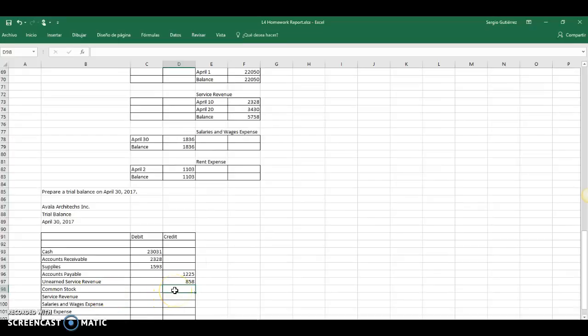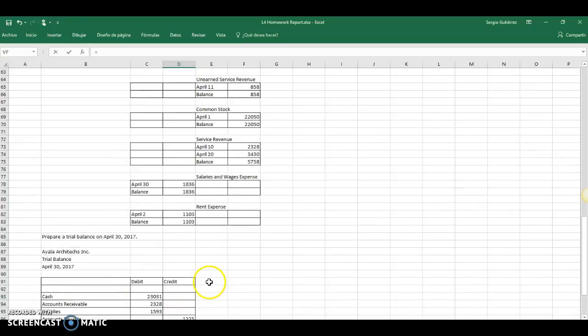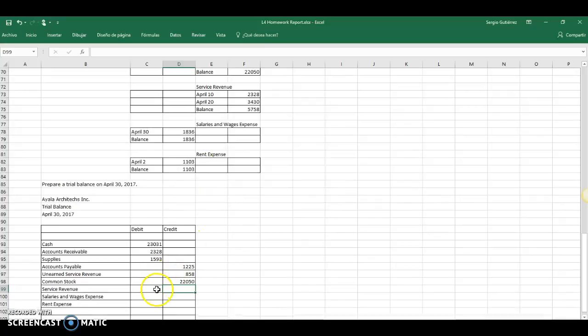For the common stock, also the same thing, it goes in the credit column. Select the balance, hit enter. For service revenue, also the same thing. Just select the balance, transfer the information. For salaries and wages expense, we have to go to the debit column, select the balance of the ledger, hit enter, and for the rent expense the same thing. Select the balance, transfer the information.